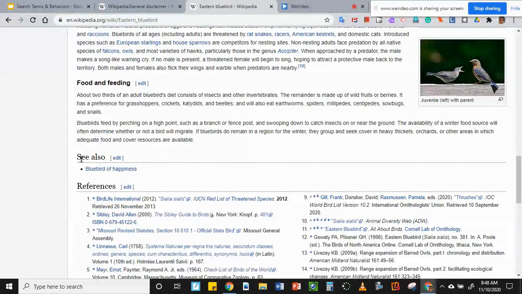At the bottom of the article, there are see also options that may or may not help me. So the bluebird of happiness, that's sort of a touchy-feely term that refers to something good that happens in your life. You're visited by the bluebird of happiness. So that's not going to be helpful, but sometimes the terms will be helpful.